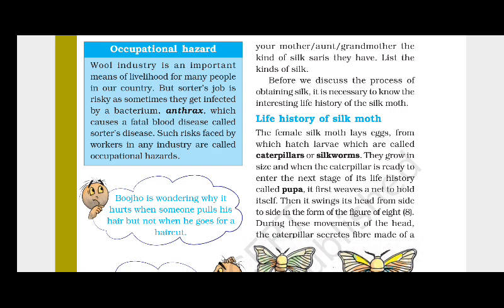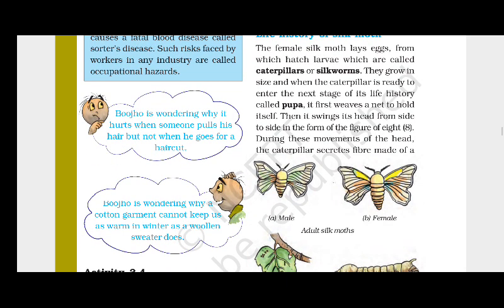Before we discuss the process of obtaining silk, it is necessary to know the interesting life history of a silk moth. Life history of a silk moth. The female silk moth lays eggs from which hatch larvae, which are called caterpillars or silkworms. They grow in size, and when the caterpillar is ready to enter the next stage of its life history called pupa, it first weaves a net to hold itself.